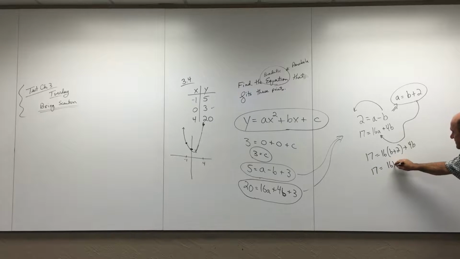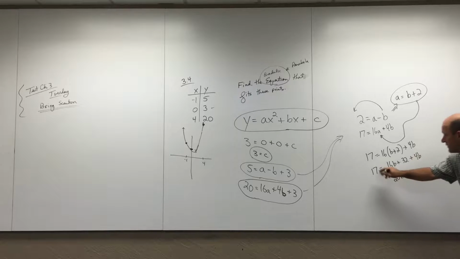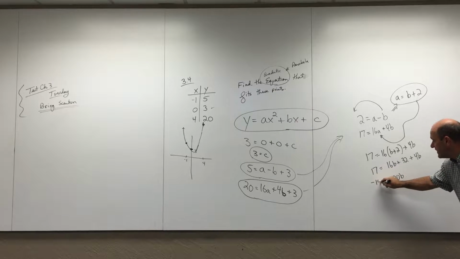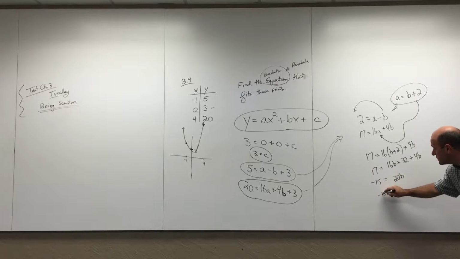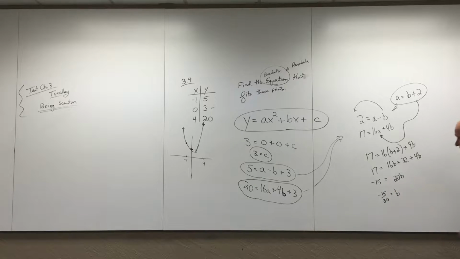What is this? 16B plus 32 plus 4B. If I add up the B's, that's a 20B. If I subtract the 32, that's a -15. If you divide by 20, B is -15/20. Or reduced, it's -3/4.